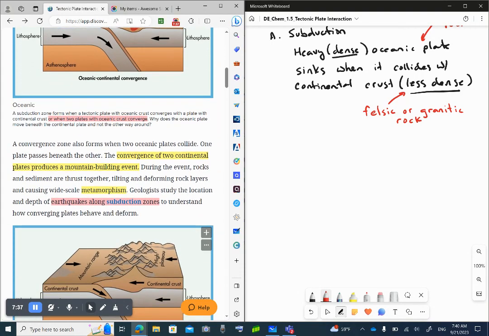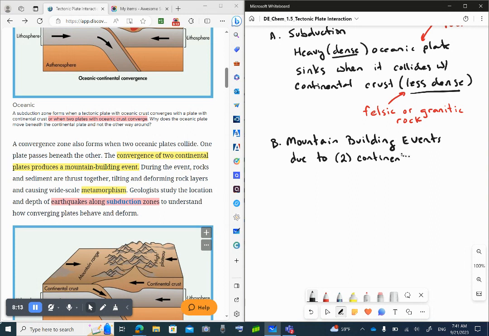Okay. Now let's go put down letter B here. When you have convergence of two continental plates, you can see that we've got that highlighted. You have a mountain building event. So let's just write down mountain building events due to two continental plates converging.